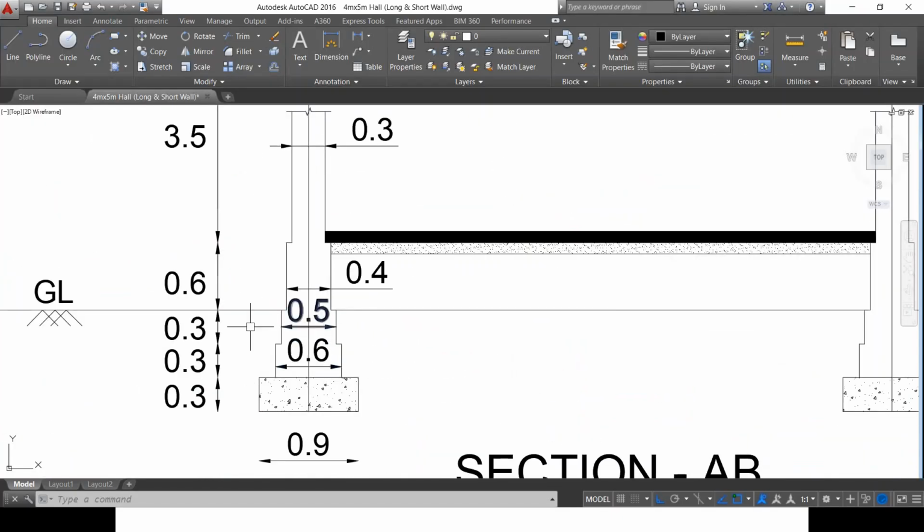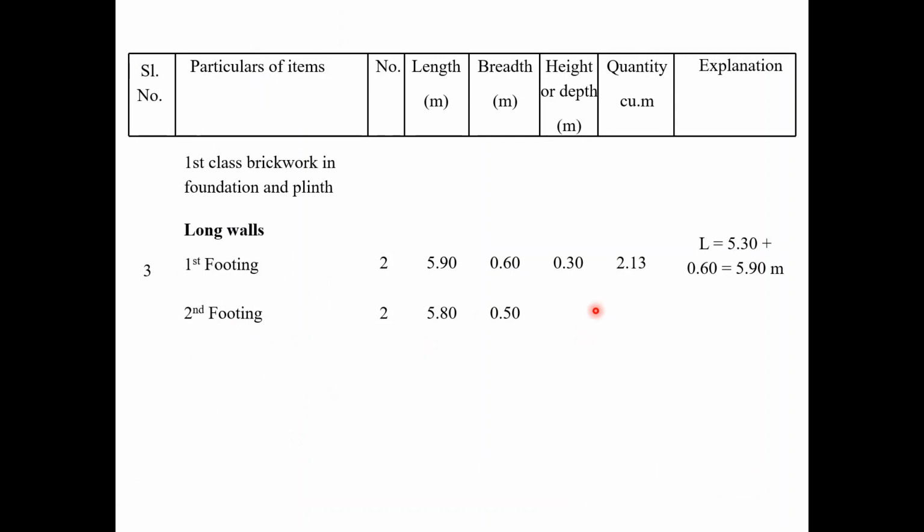The width is given as 0.5 and the depth is 0.3 meters. So the depth is also 0.3 meters. Now the total quantity is arrived by considering the product of these things. And of course, the length calculation can be shown in the explanation. 5.3 plus 0.5 by 2 plus 0.5 by 2, which is 0.5. Total length is 5.8 meters.